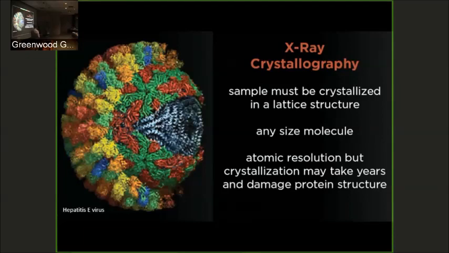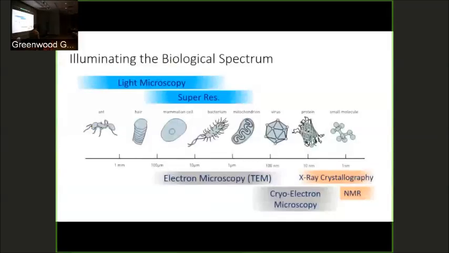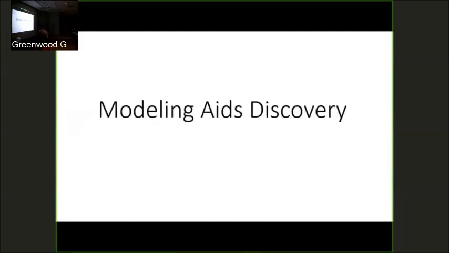And once you do have a crystal and you get a structure, it's really hindered by the problem that the crystal itself may be modifying the structure of the protein. So that's a concern. That's not a concern with cryo-EM. Okay, so I think now we have our whole biological spectrum illuminated, and what can we do with this information?